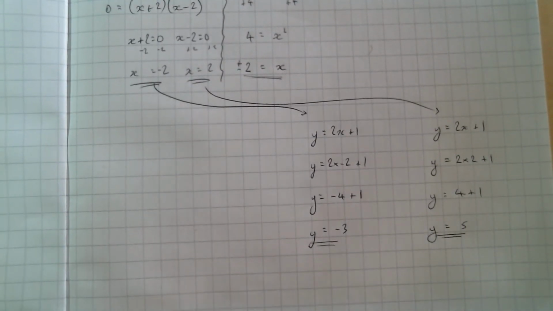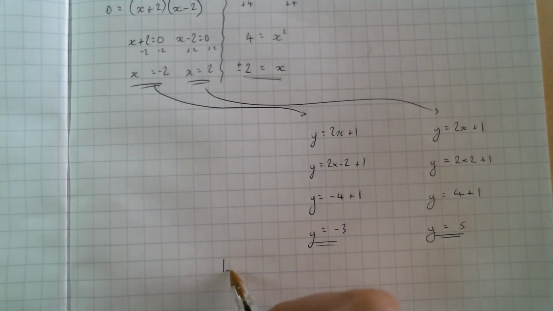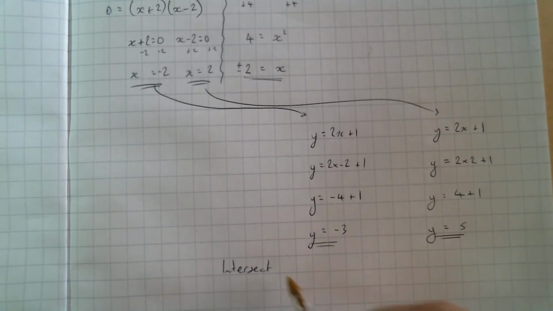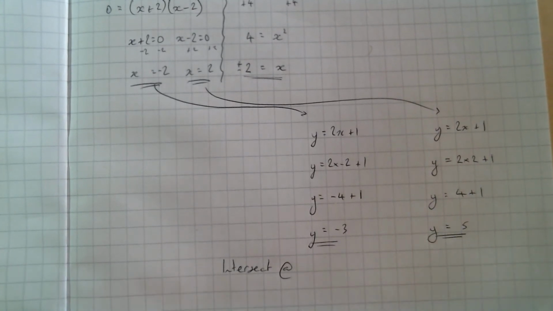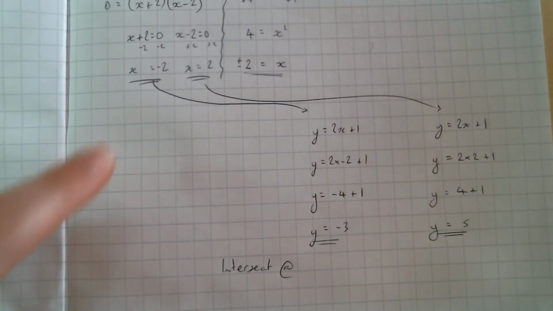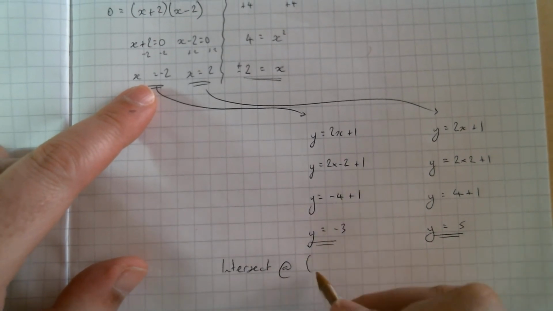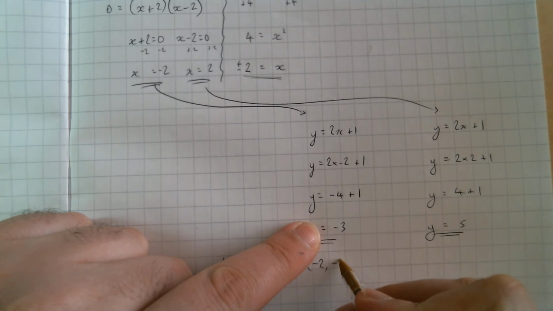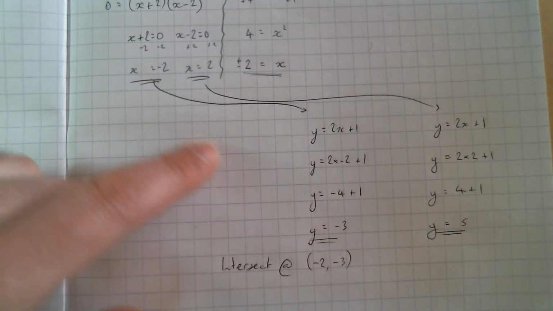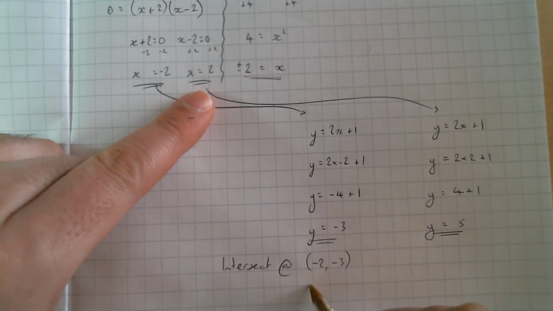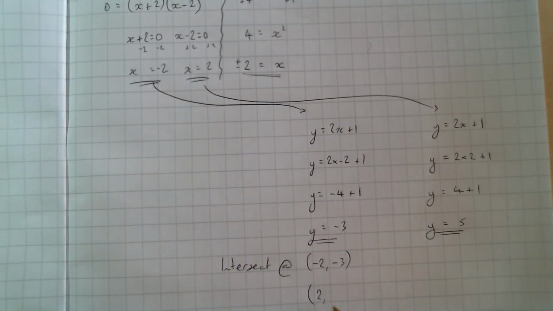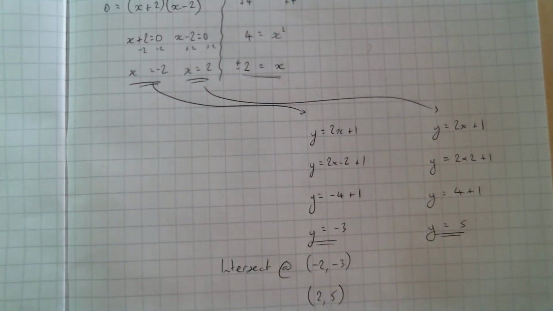So what we've discovered is that the straight line, y equals 2x plus 1, intersects the curve at an x value of negative 2, pairing up with a y value of negative 3. But they also intersect at positive 2 for the x value, positive 5 for the y value.